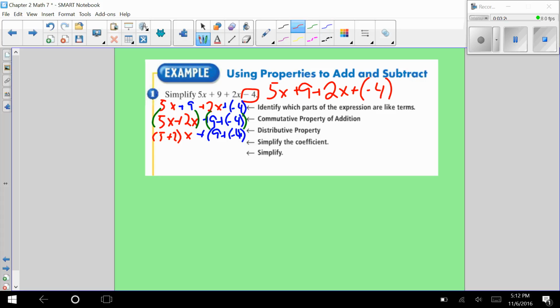Simplify the coefficient. We can add 5 and 2 together. That makes 7. Our x is still there, plus 9 plus -4, and then simplify. The only thing we can do in simplify, 7x stays the same, plus 9 plus -4 is 5. Our final answer is 7x plus 5. It cannot be simplified from there because 7x and 5 are not like terms.